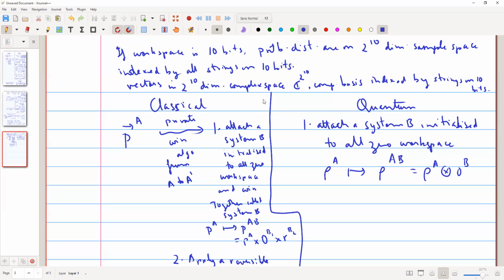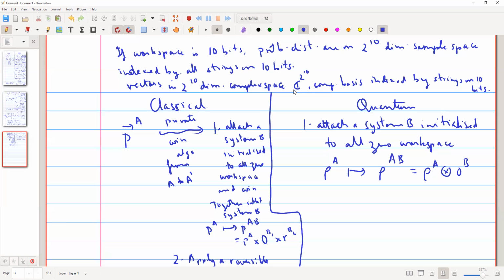So remember, the sample space was a finite entity. The sample space had cardinality 2 to the 10. But the quantum analog will be a vector space. The vector space has infinite cardinality, like C to the power 2 to the 10 has infinite cardinality. But the dimension of this is 2 to the power 10.